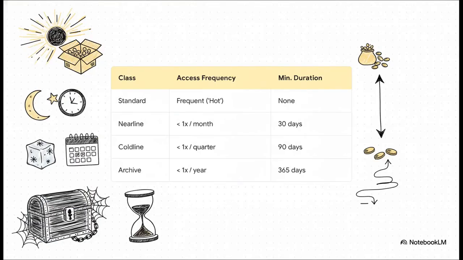So here are your choices. You've got Standard, which is for your hot data, the stuff you're using all the time. Then you step down to Nearline for things you access maybe once a month. Then Coldline for quarterly access. And finally, Archive for stuff you'll probably never touch again, but you have to keep it. Now here's the deal. As you go down this list, storing your data gets crazy cheap, but pulling it out costs more. It's all just a balancing act.